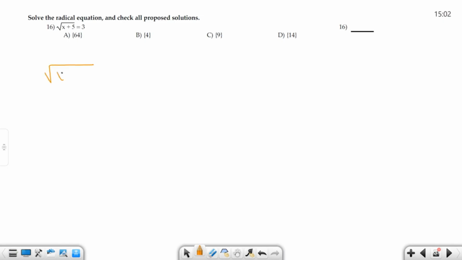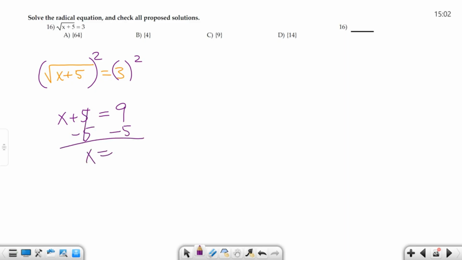So square root of x plus 5 equals 3. What we're going to do is square both sides of the equation. If I square a radical, I end up with x plus 5 equals 3 squared, which is 9. And then I'm going to subtract 5 from both sides, and we get x equals 4. That's the only answer I got, so let's check it.